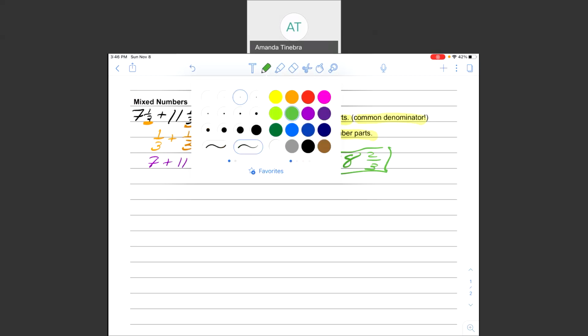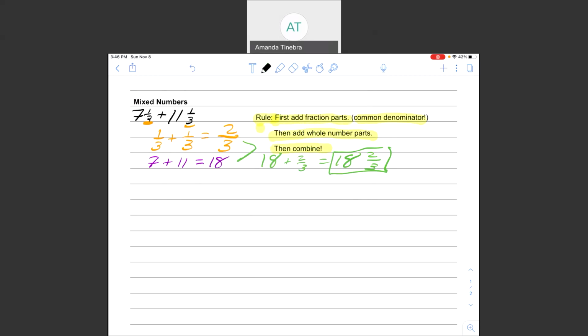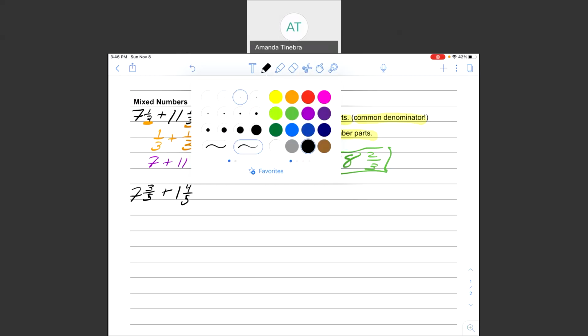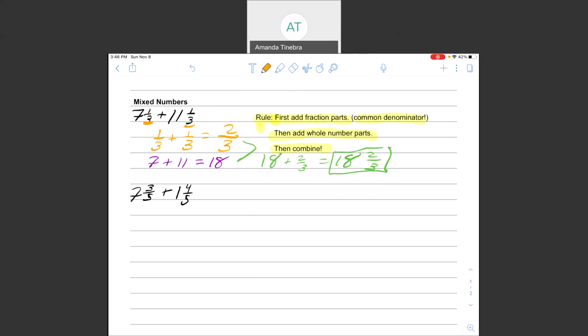So to do a couple more of these, to show you some of the things that can happen. For the next one, we're going to do 7 3/5 plus 1 4/5. Again, we are going to follow the same steps. First, we add the fraction parts, okay? So for my fraction parts this time, I have 3/5 and I have 4/5. Well, 3 plus 4/5, that's 7/5.